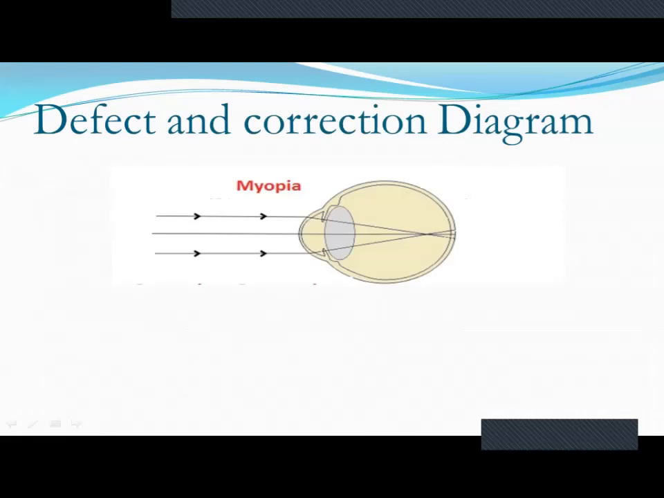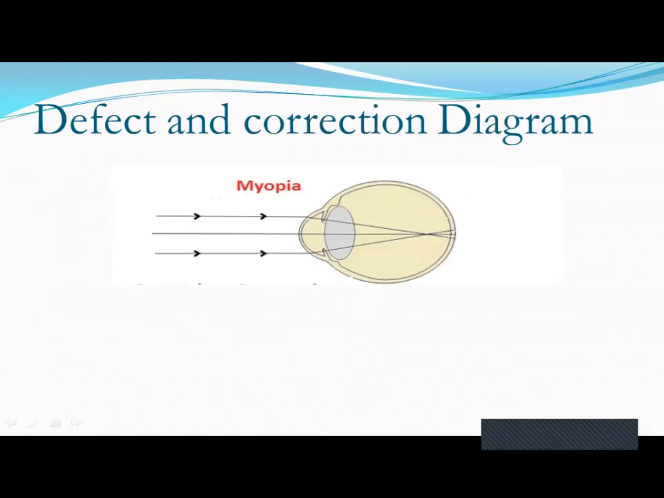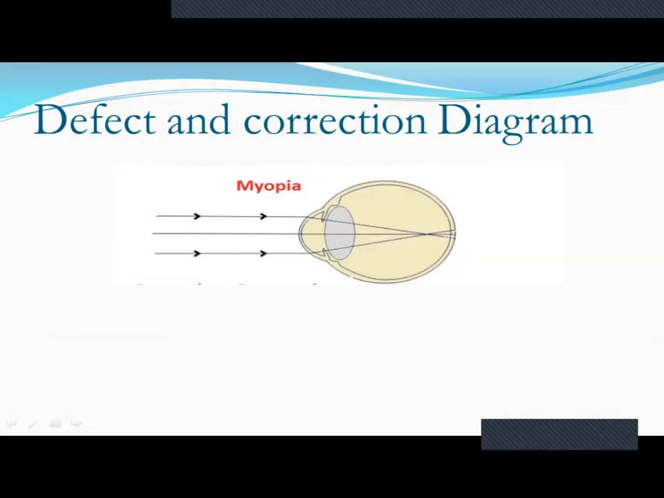Now, the defect and correction diagram. First, we will see the defect. What is the defect which is happening in myopia? Okay, so this is a myopic eye. From a distance, the rays are coming and hitting the eye lens. Okay, so where is the retina? The retina is here. This portion is called the retina. So instead of being captured on the retina, it is captured in front of the retina. Here itself, it is getting captured. Where the light converges, there the image is captured, right? So it is captured before the retina. This is the defective eye diagram.